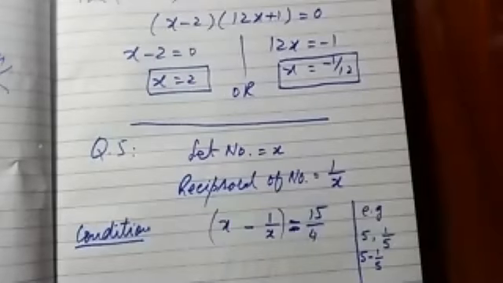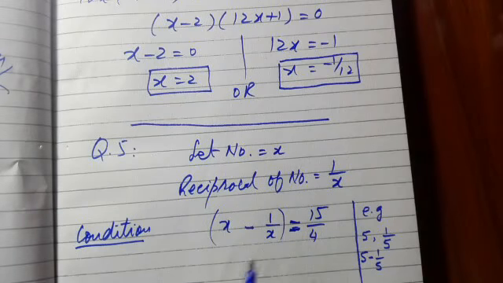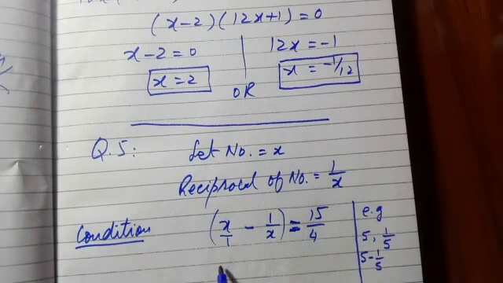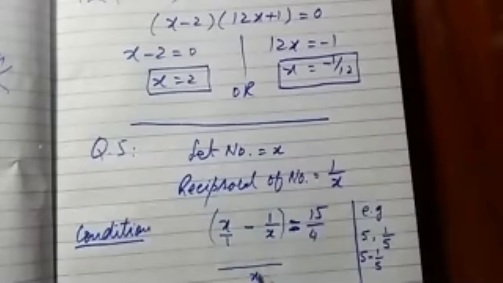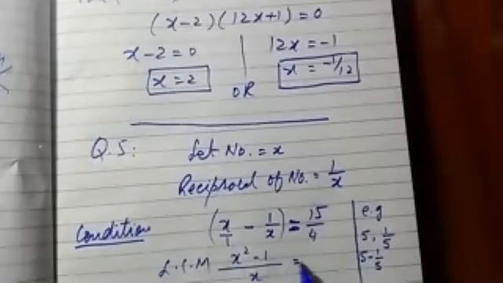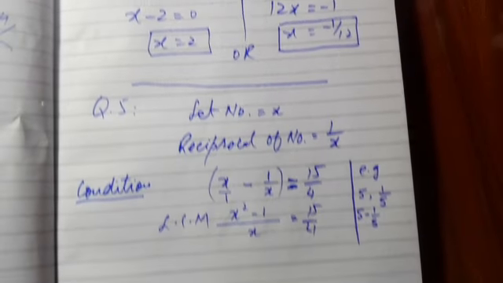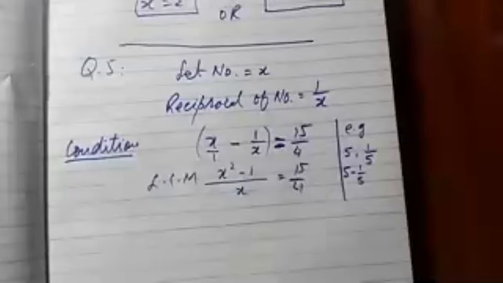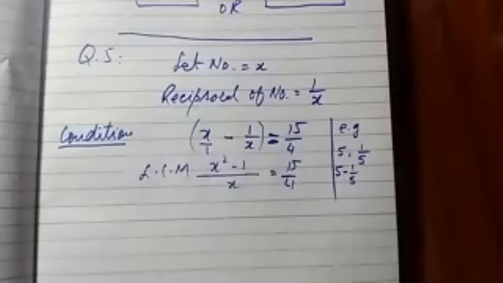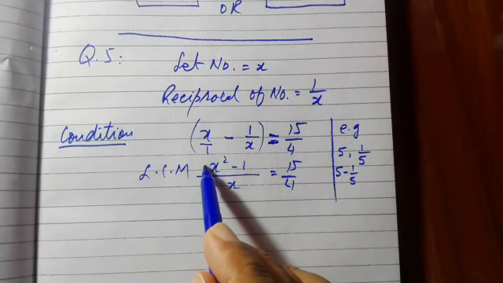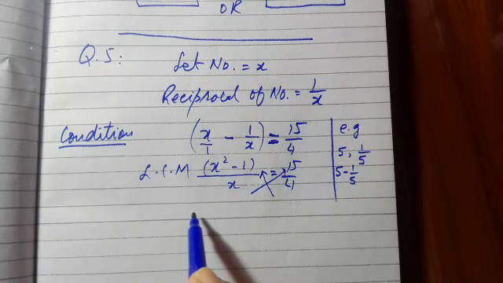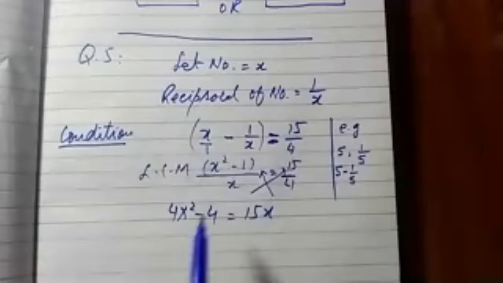You first have to form the equation to simplify it. So you can see that it is a bracket. Simply take LCM or multiply by LCM. So it will become x square minus 1. I have taken LCM. And this is 15 by 4. Now place the bracket separately and do the cross multiplication to simplify the expression. It will become 4x square minus 4, 15x, and 4x square minus 15x minus 4 is equals to 0.